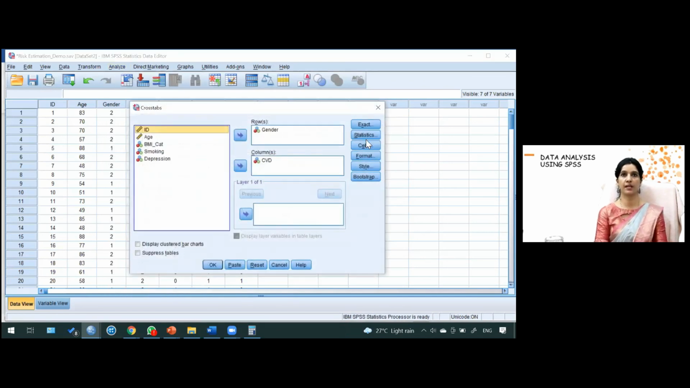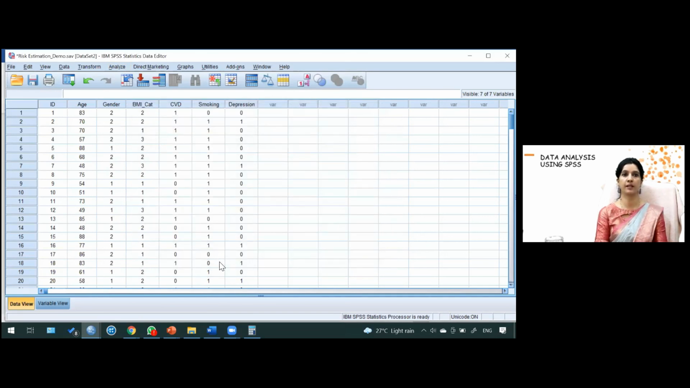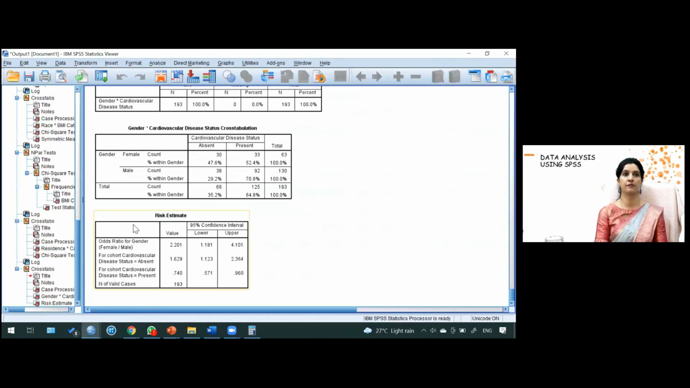Yes, so this is there. Once you click this, you put the dependent and independent variable, and then you can see this output. In the single table, it gives you the odds ratio and relative risk. For odds ratio, it takes the lower coding as a reference. For relative risk, it takes the higher coding as a reference.